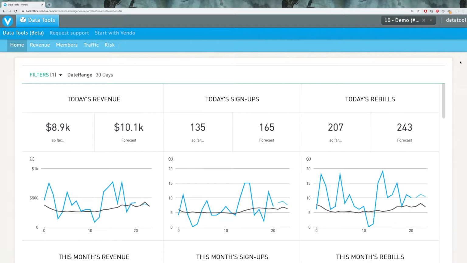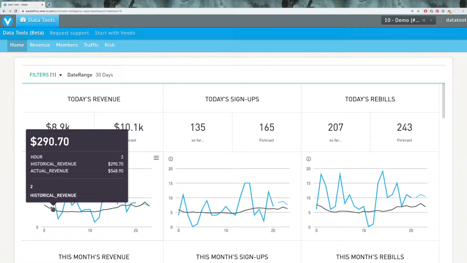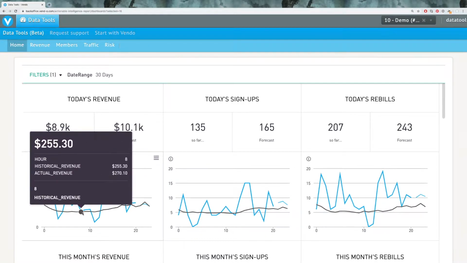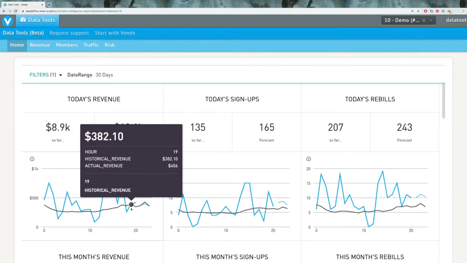And it's showing you today's revenue, signups, and rebills, the key things that you need to be tracking throughout the day. And it's showing you what was happening historically. So for the last 4 weeks, what happened on this day? That's the gray line showing you that average.